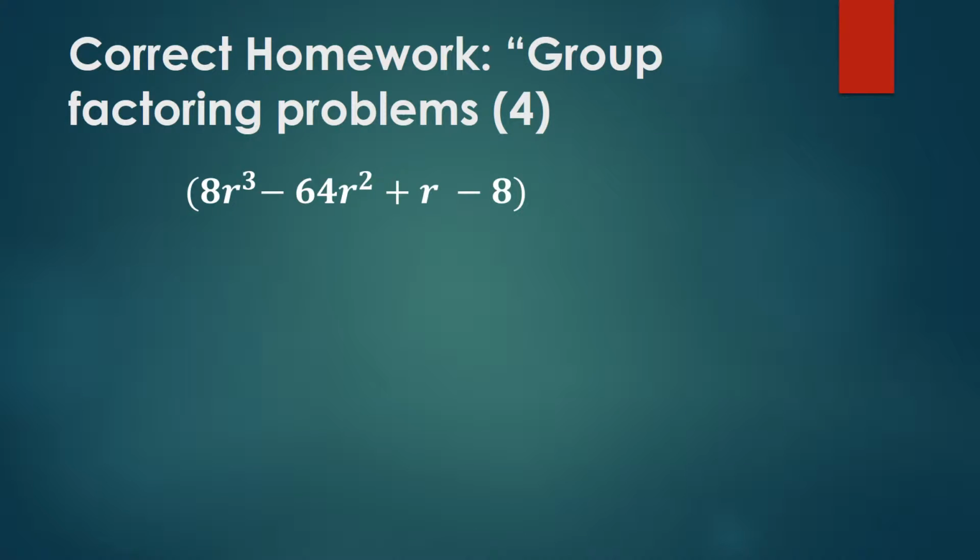So from the homework questions, we had these various problems. We had to factor these by group factoring. So we had a polynomial 8r cubed minus 64r squared plus r minus 8. And we factor this by group factoring.